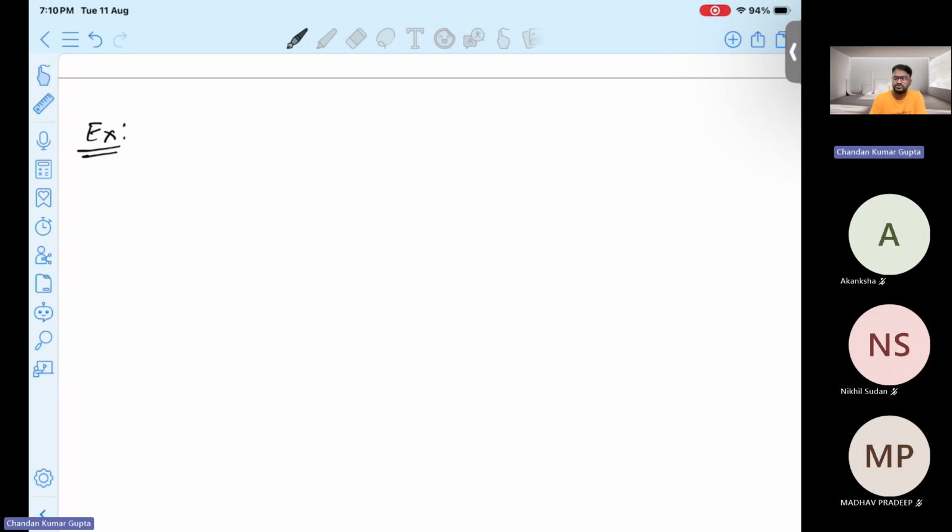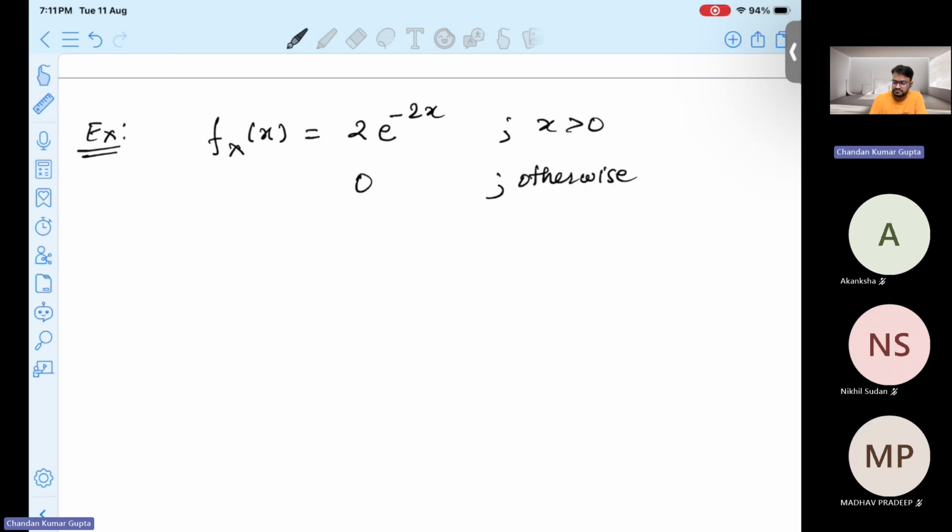In the same manner, for example, suppose we have a random variable x such that f(x) = 2e^(-2x). This is nothing but the probability density function for a random variable which is exponentially distributed, for x greater than 0 and 0 otherwise. So this is the PDF.